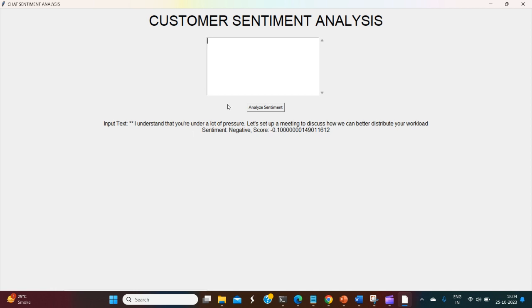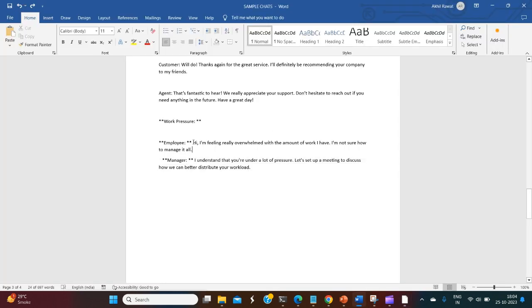Now you can see here is a negative. I understand that you are under a lot of pressure. Let's set up a meeting to discuss how we can better distribute your workload. So again, these are the examples I already told you I have collected under work pressure. So this is the system's understanding because it is trained on data like this only. Although this line is a little bit negative because of work pressure, I told you stress and work pressure are very carefully checked and analyzed by the algorithm. So this is negative with a minus 0.10 score, and the first one will become positive.